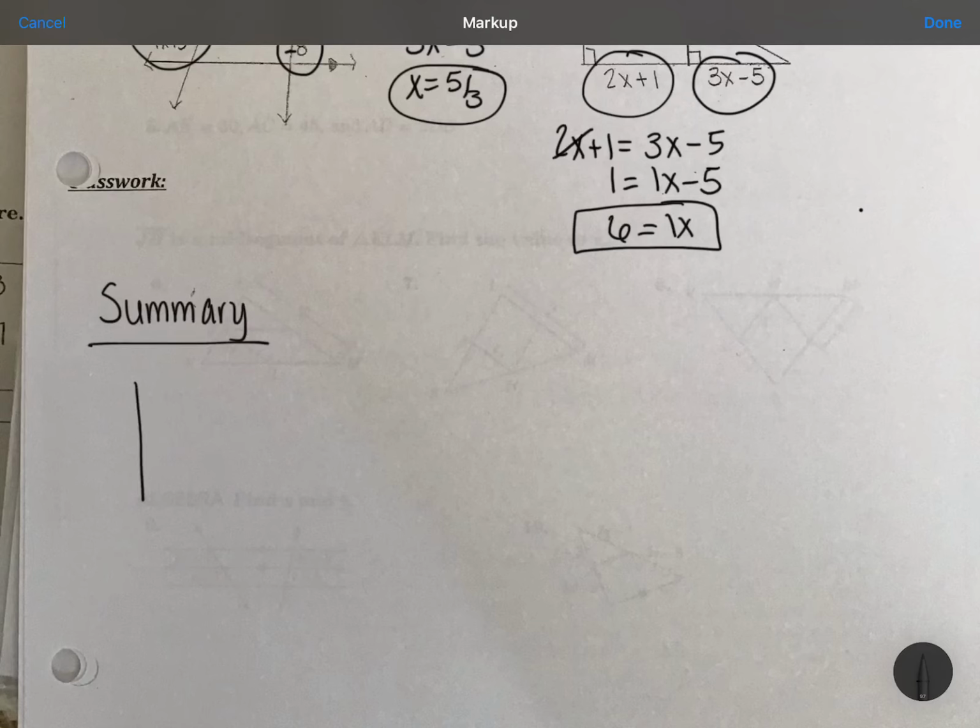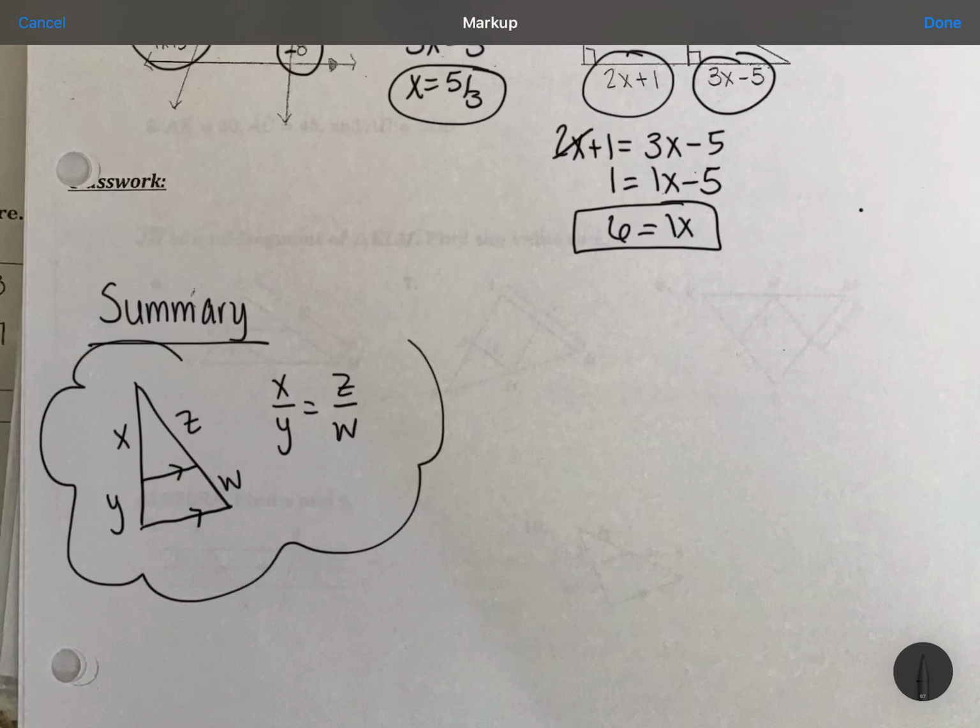So quick summary, you have a triangle and we know that those two sides are parallel to each other. I'm just going to put some variables in here. So because I have some parallel sides, I can set up a proportion. This would also make a great note card. So that's one rule. And then I have another rule that's the opposite of this one. I don't know I have parallel sides.